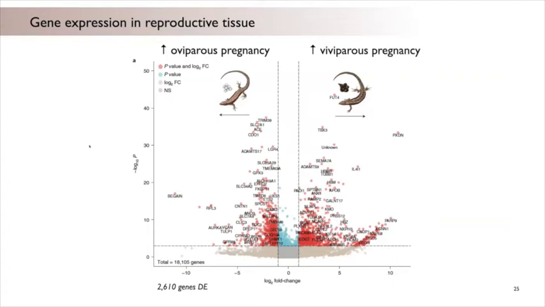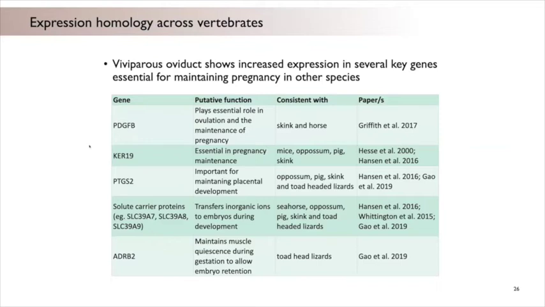And from these, we found expression, sorry, I should have said that this was from oviduct tissue. We did find expression of genes that were known to be associated with maintaining pregnancy in other species. So of course, this is the trait that has been studied in other squamates and of course extensively in mammals. And so we found genes that were also known to be involved in skink, which is another squamate, and also in mammals and marsupials, for example, and also some that had even come up in seahorses, as well as others that had been involved in other lizards.